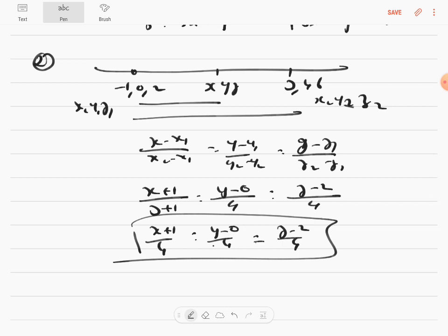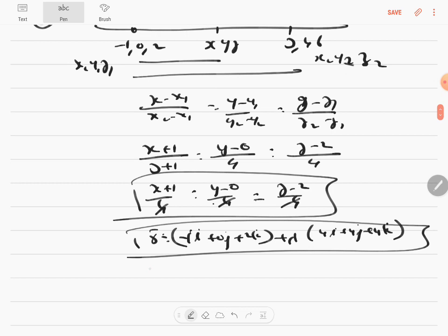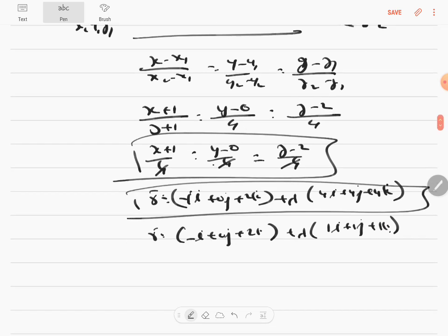And so the r vector is equal to a vector, which is minus 1i plus 0j plus 2k, plus lambda times 4i plus 4j plus 4k. So this is an equation. Another way of writing this, you can also cancel this with 1 1 1, because they are ratios, and the line can also be represented as minus 1i plus 0j plus 2k plus lambda times 1i plus 1j plus 1k. So then it's this or this. I would write both answers, okay, to be safe.